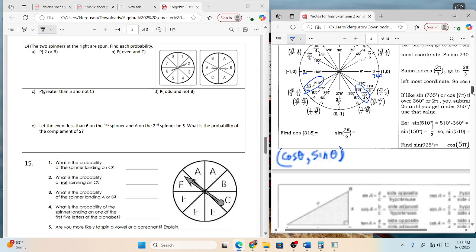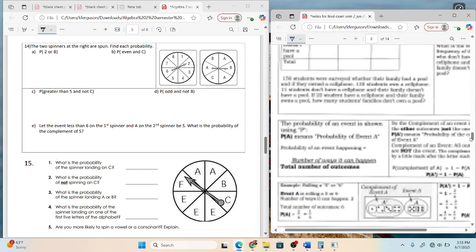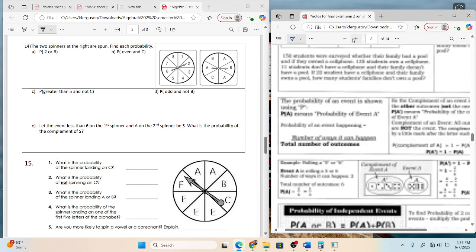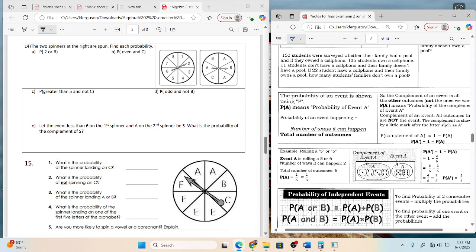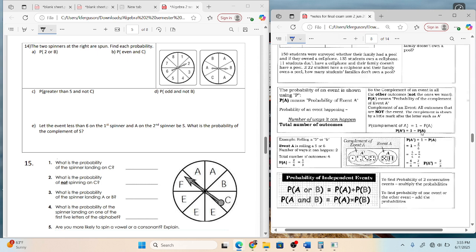All right, probability. Sorry, I thought I just heard a fly.